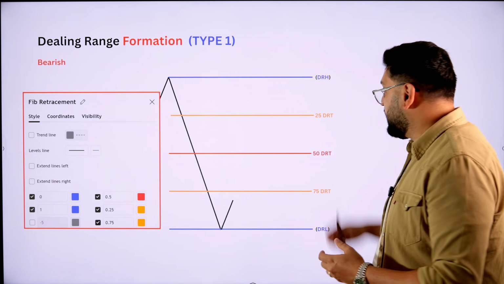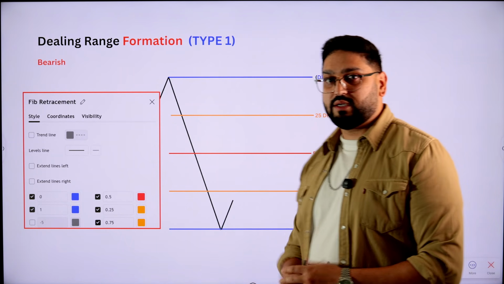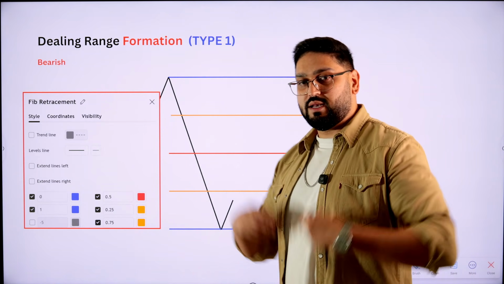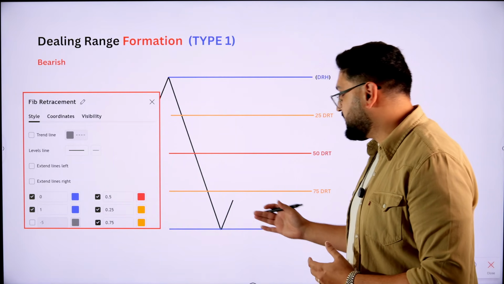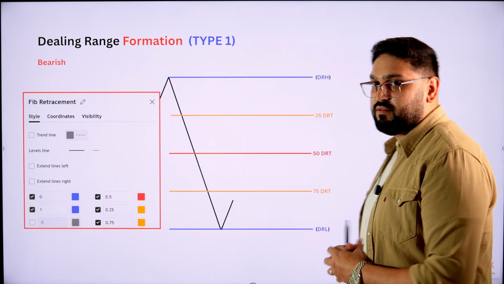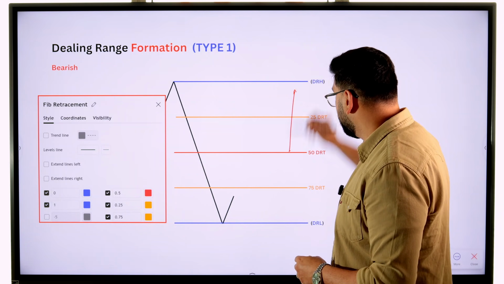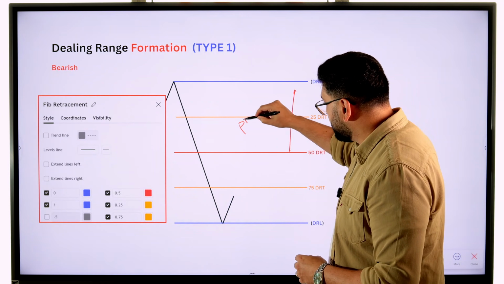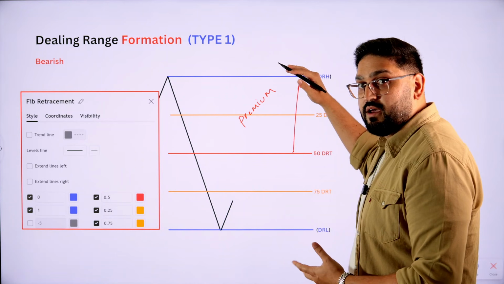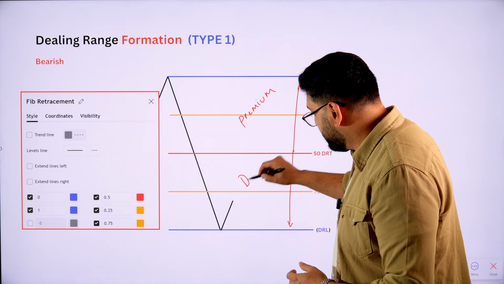Now that we have these levels plotted, what's important here to understand is that when the algorithm is looking at price, it sees this dealing range structure as reference points, and high probability arrays will be printed around these reference points, and I refer to these as DRT levels. Now, once we've defined these DRT levels, anything above the 50 DRT level, we can class this as a premium market, and anything below this 50 DRT, we can class this as a discount market.